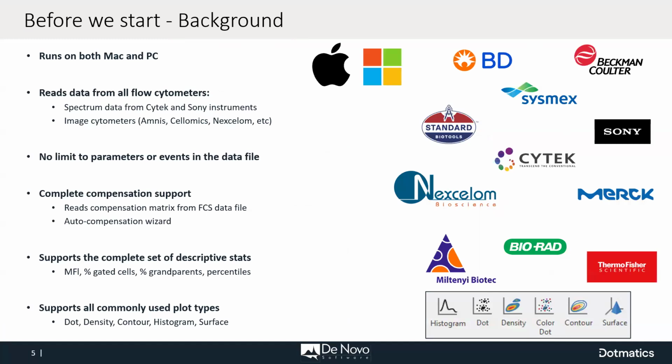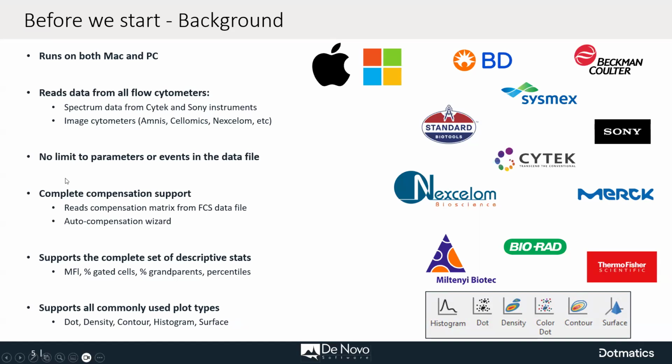All right, before we get started, just want to mention some things about the software. It runs on both Mac and PC. It reads data over multiple cytometers. So if you're doing Cytek, Sony, BD, any of the spectral data, we're able to bring that into our instruments. We also are able to do image cytometry. There's no limit to the number of parameters or events in the data file. That's not an issue at all.